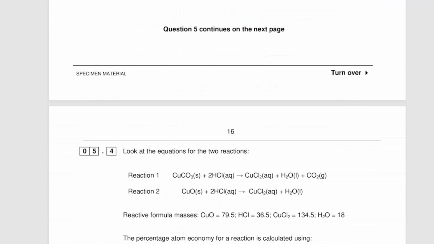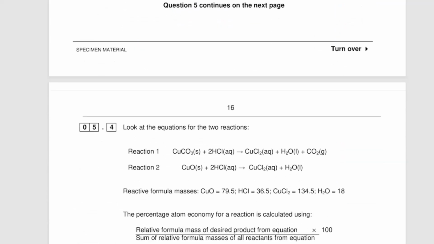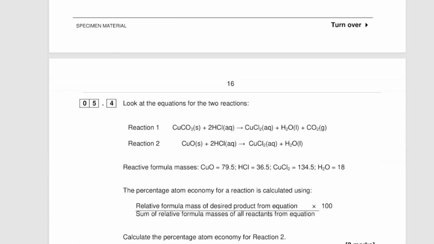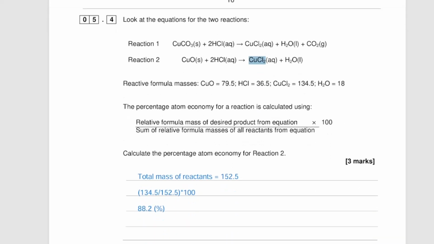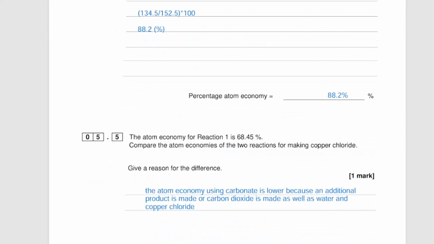Then we're given the equations of the two reactions, and then we're asked to calculate the percentage atom economy for reaction 2. So, as you know from the previous question, the molecular mass of copper chloride is 134.5, and then you add on the molecular mass of H2O, which is 18. So the total mass of reactants is 152.5, and then you simply do 134.5 over 152.5 times 100 to get the percentage atom economy, which is 88.2.